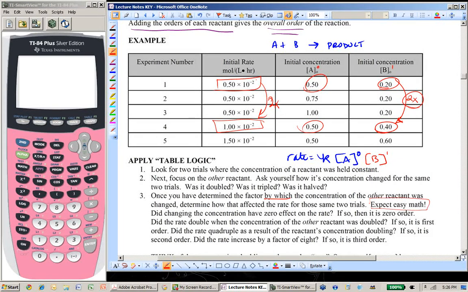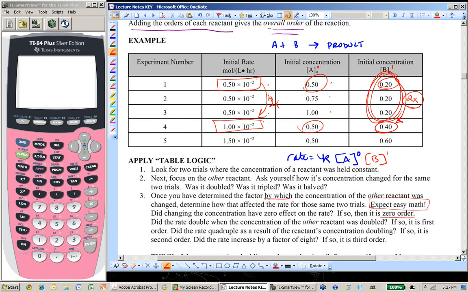Expect easy math. Did changing the concentration have 0 effect on the rate? If so, then it's 0 order. That's what happened to us in the case of A. We changed it, and nothing happened to the rate. So B was held constant here, here, here, here. 0.5, 0.75, 1.0, nada, nada, nada. So it has 0 effect.